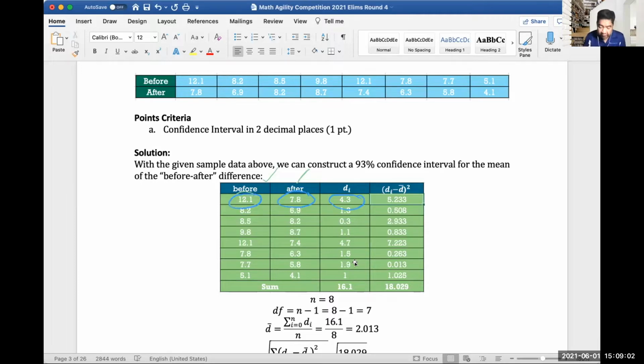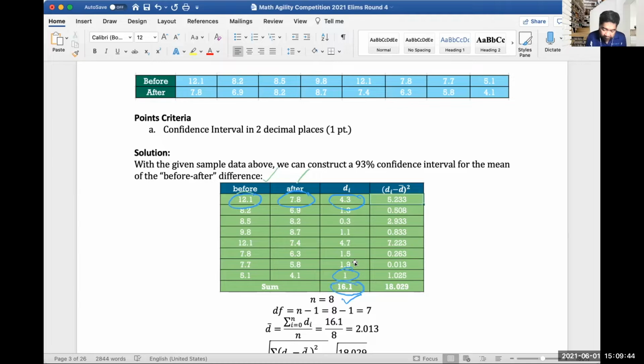So first, we have to take all the differences of the before and after data, right? And once we complete it, after the last row, which is 5.1 minus 4.1 equal to 1, we will compute the average of this di. So d bar will become the summation of di over n. We have an n of 8, or 8 samples, and the summation of di would be 16.1 here.